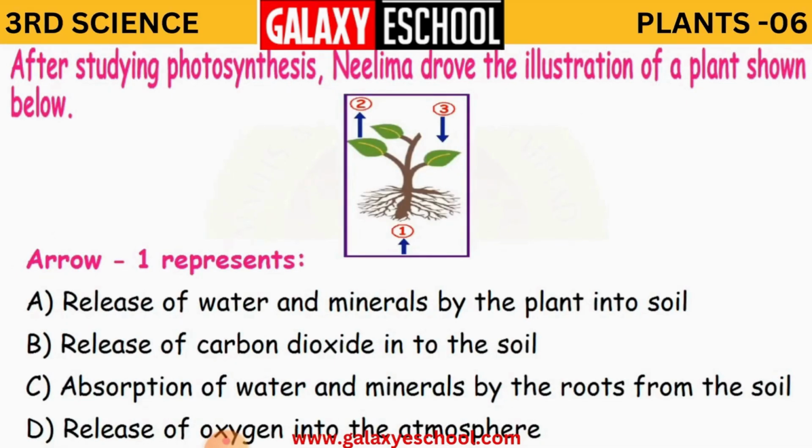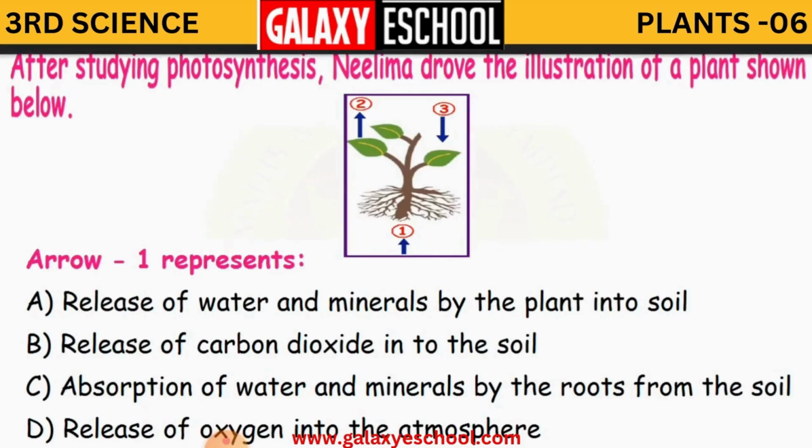Okay, and here if you can see, there is a picture which Nilima has drawn. You can see the plant and the roots. These are the roots and these are the stems, branches and leaves. And there are 3 arrow marks here. So 1, 2 and 3. So now what we have to do? We have to identify what is arrow 1. What is arrow 1? So this one.